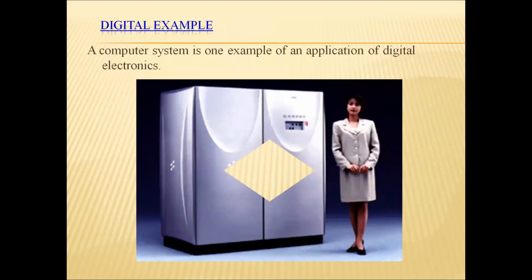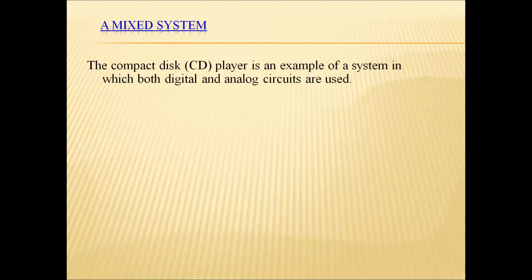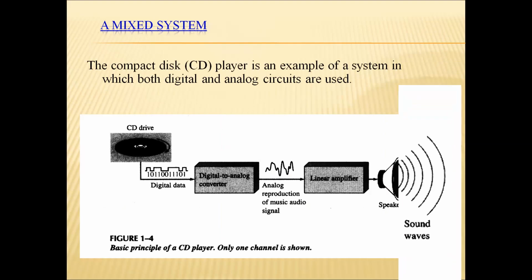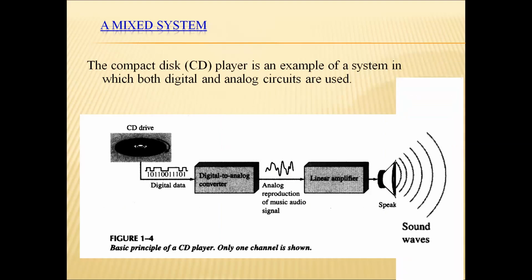But you can see here a digital example, the computer system. It's a brilliant example of the application of digital electronics. You can basically have digital values for all your applications. As you can see here, the CD player is again an analog one, but in this particular system it uses a CD drive, and the CD drive gives the data, or rather the communication happens over there, as digital data. This part is again analog, but the whole system is actually a mixed system.